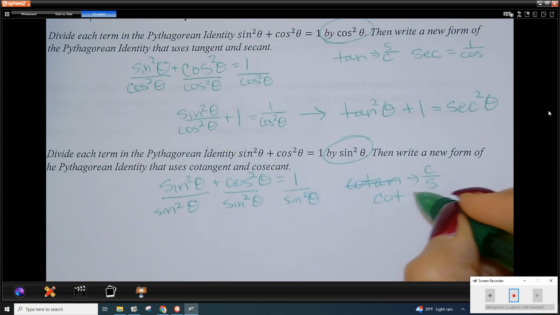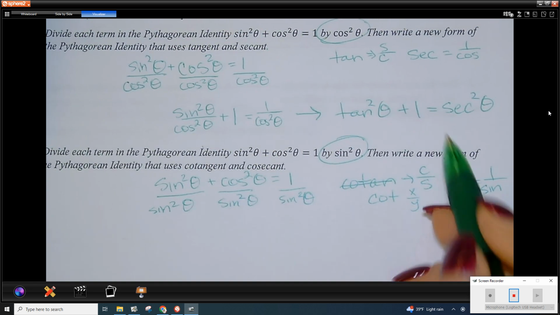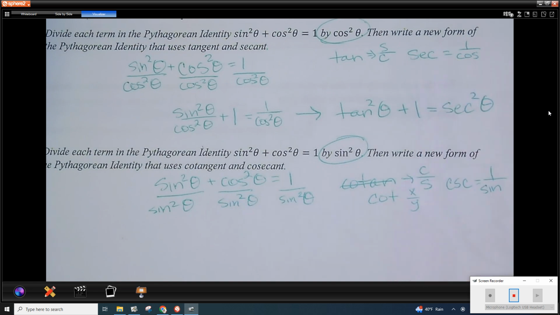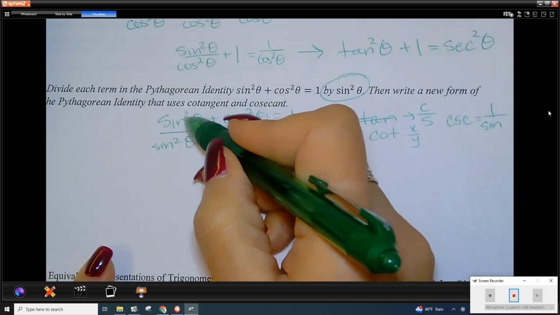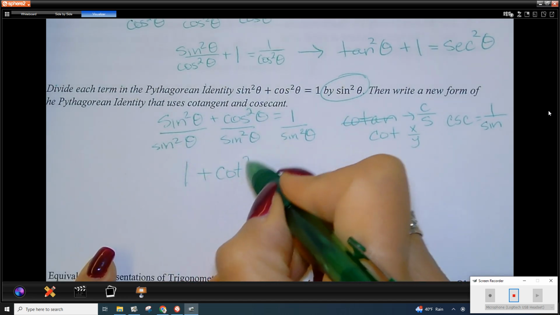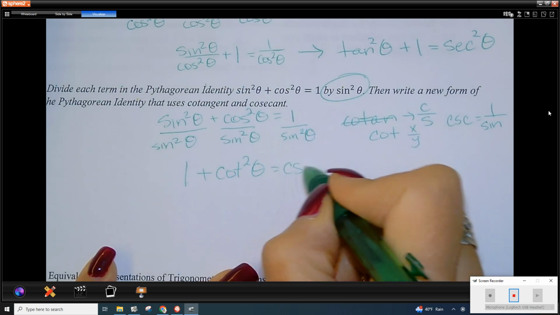Cosine over sine, or x over y. And then cosecant is 1 over sine. Remember, these seem like they should start with the same letter, but they don't. That's how I remember which one is which. So when I divide these, I get 1. When I divide these, I get cotangent squared theta. And divide these, I get cosecant squared theta.